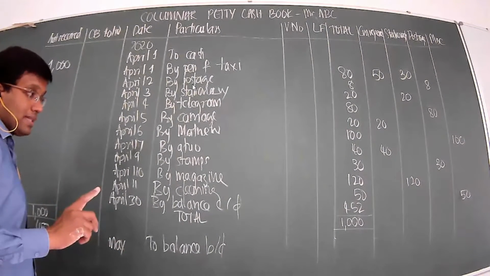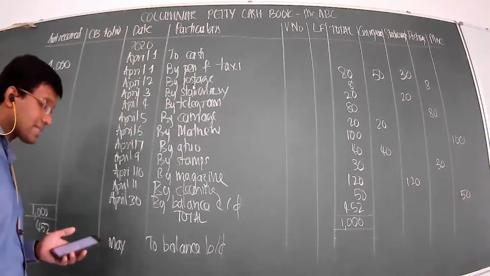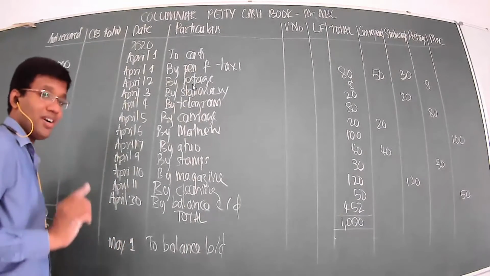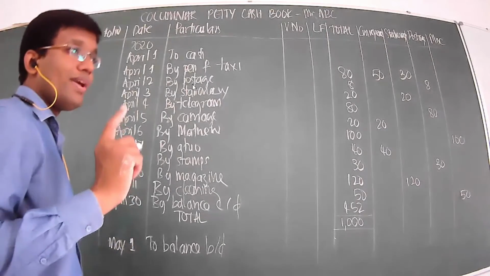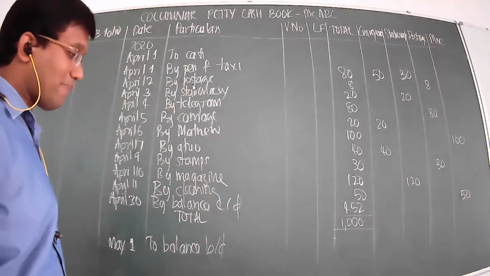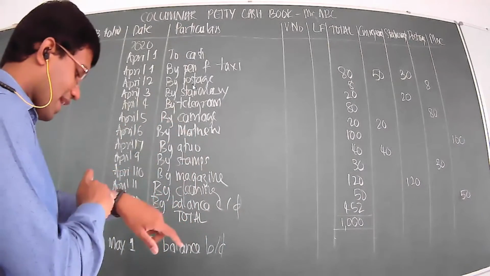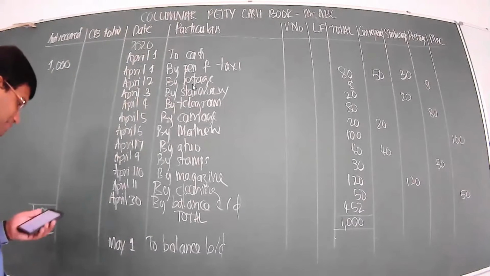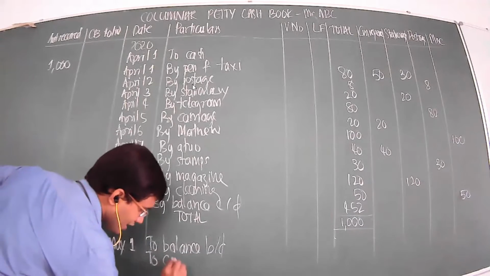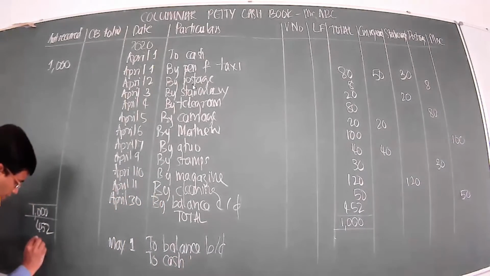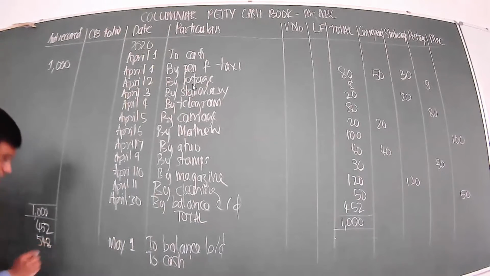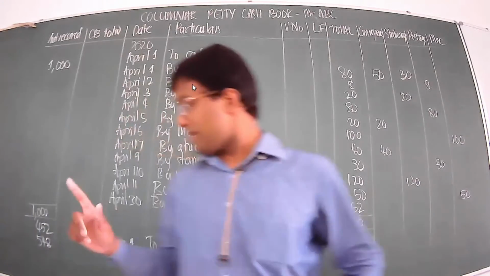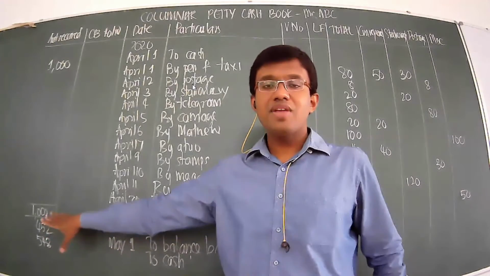Now, what will happen is, remember the imprest amount is 1000 rupees. So on May 1st, your chief cashier will pay you for the previous month's expenses. I'll repeat that. The chief cashier will pay you for the previous month's expenses. So the previous month's expenses were 548. So to cash, 548. So 452 plus 548, the amount will be 1000.